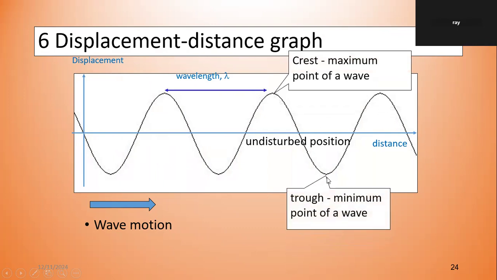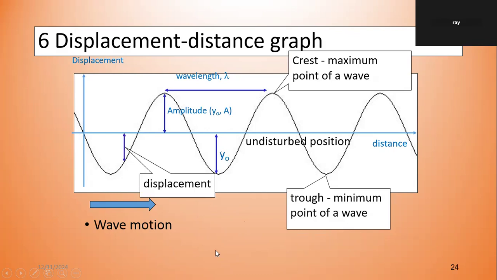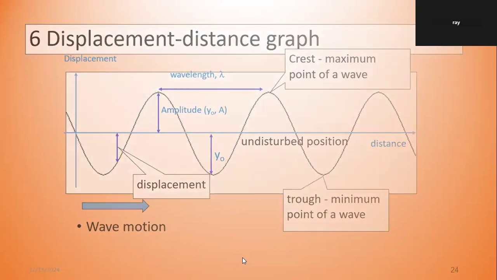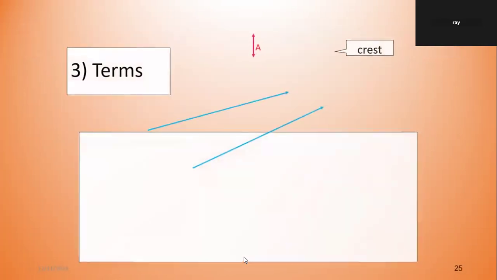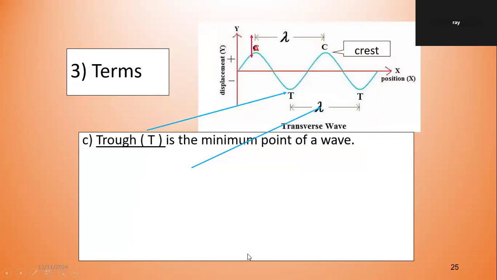And the bottom there, the minimum point of the wave, is called the trough. And the largest displacement is called the amplitude. Sometimes we use Y naught if the oscillation is in the Y direction, or we use A for amplitude. This is just displacement, not amplitude. Trough is the minimum point of the wave.